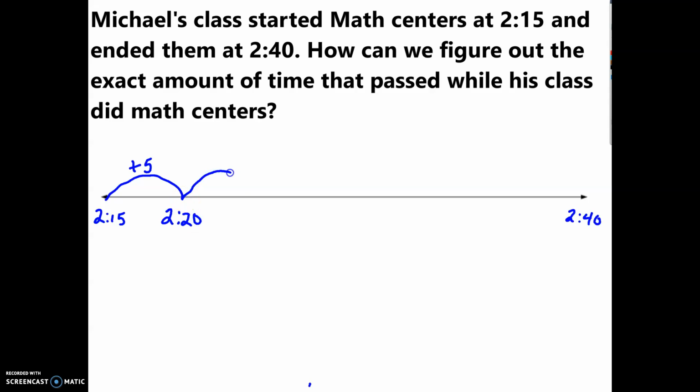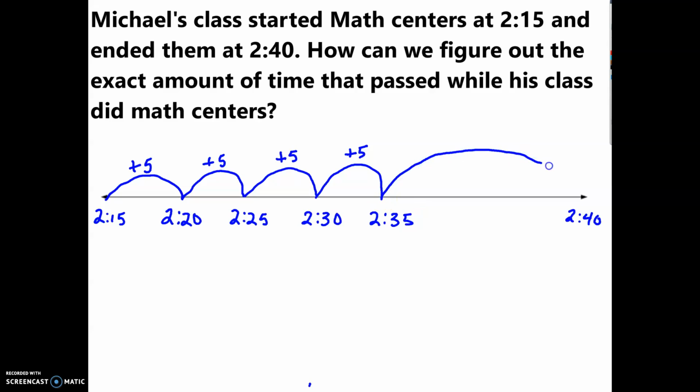And I could do another 5 minutes. And that's going to be 2:25. I could do another 5 minutes. That would be 2:30. Another 5 minutes. That's going to be 2:35. And another 5 minutes. This is going to be a big hump. Another 5 minutes. And that's going to take me to 2:40.